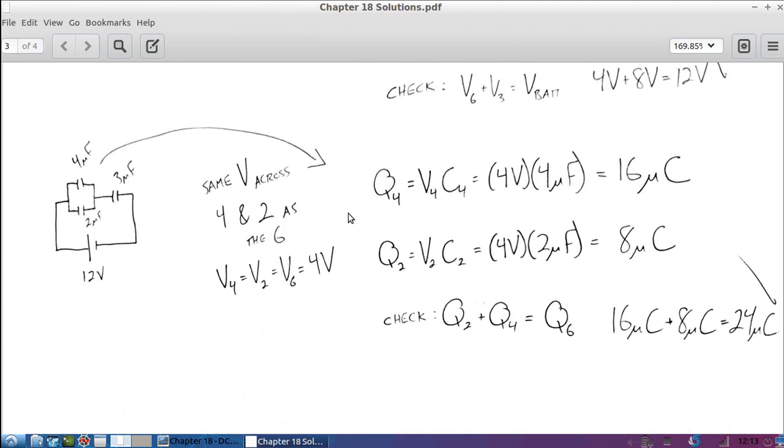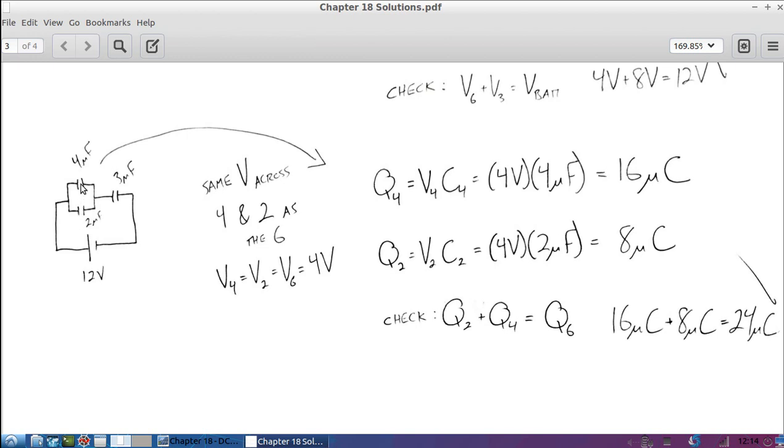So I'm going to expand one more step. I'm expanding that 6 microfarad capacitor back to the 4 and the 2. Now, capacitors in parallel have the same voltage across them, and the sum of their charges are going to equal the total charge across the equivalent capacitor. But I'm dealing with a part of the circuit, right? Not the entire circuit anymore. I'm dealing with a part of the circuit.